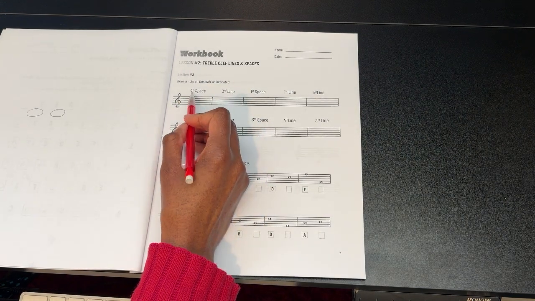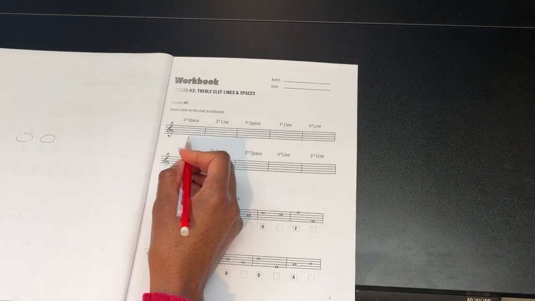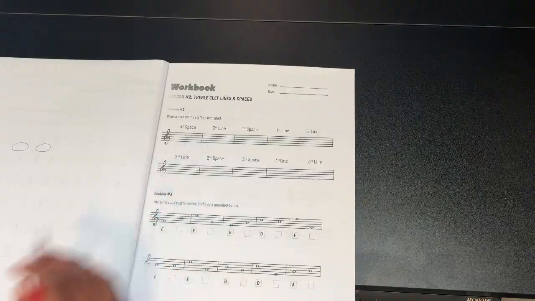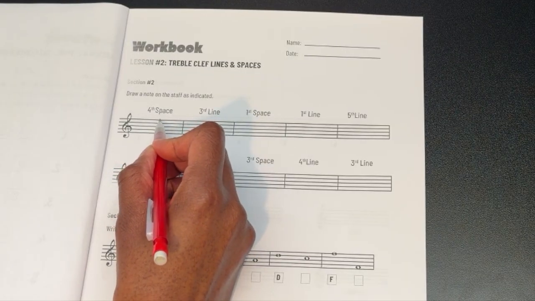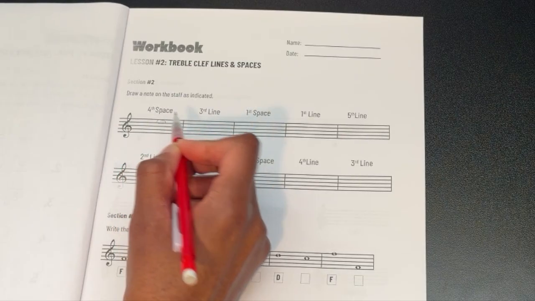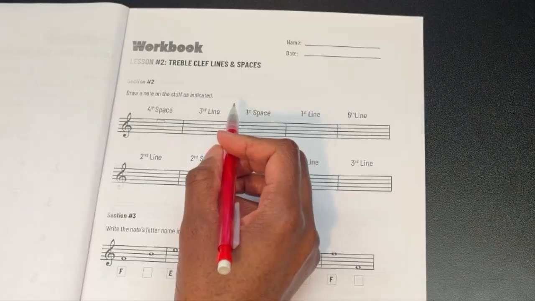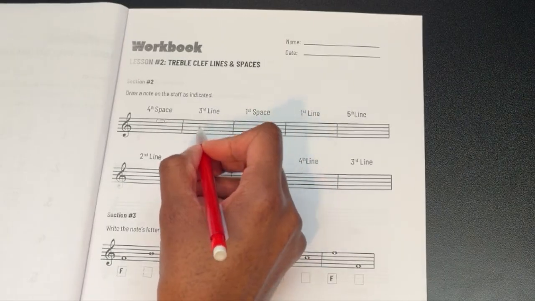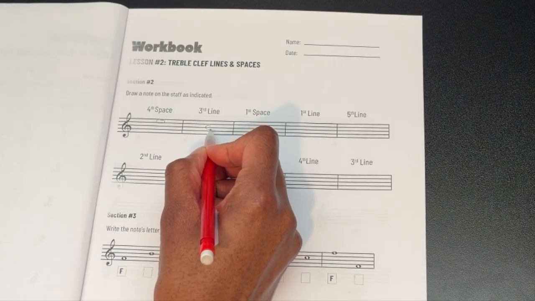So they want us to put a note on the 4th space. You should already know, hopefully you can see this. 1st space, 2nd space, 3rd space, 4th space. And there's your circle, sorry, your note. 3rd line, 1st line, 2nd line, 3rd line.